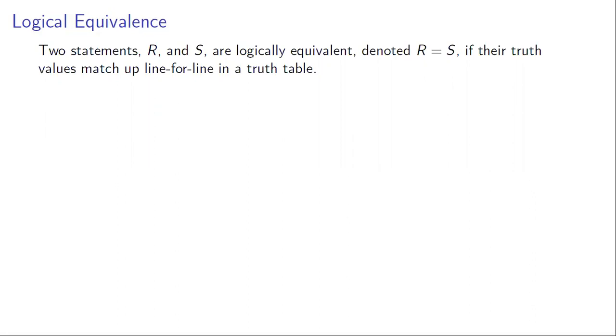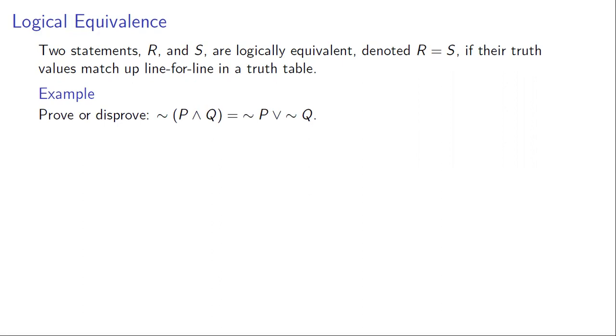We're now going to see how to determine whether two logical expressions are equivalent in a logical sense. Two statements, R and S, are logically equivalent, which is denoted like this, R equals S, if their truth values match up line for line in a truth table.